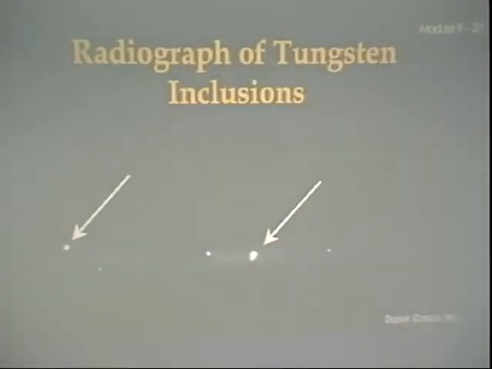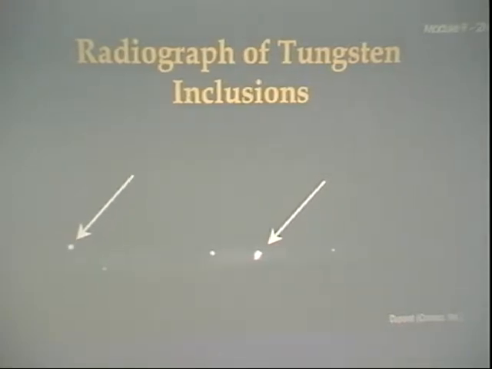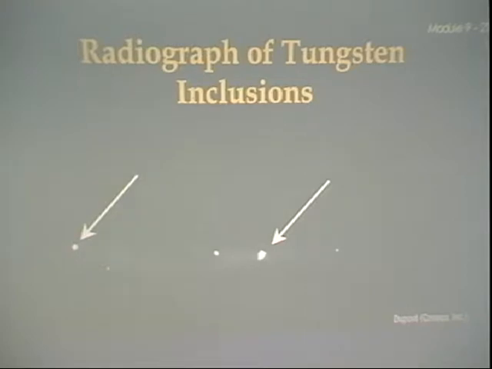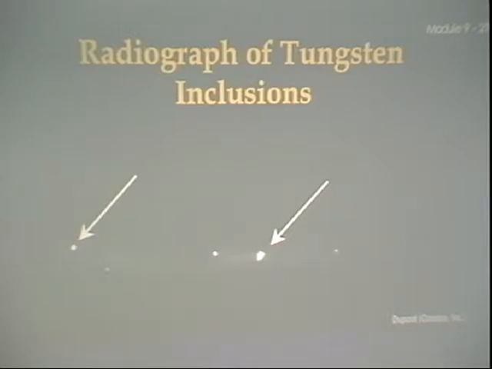And here we're finally getting to an X-ray of tungsten inclusion. Now, because the tungsten is so dense, it blocks most of the X-rays from reaching the film. Therefore, their image shows up as a light spot, a white spot, and they're very easy to pick out. So this would be what it would look like on an X-ray.